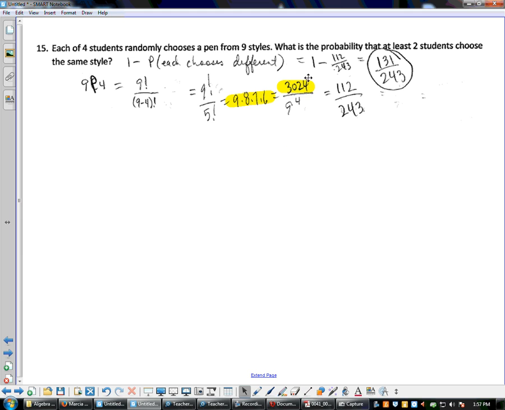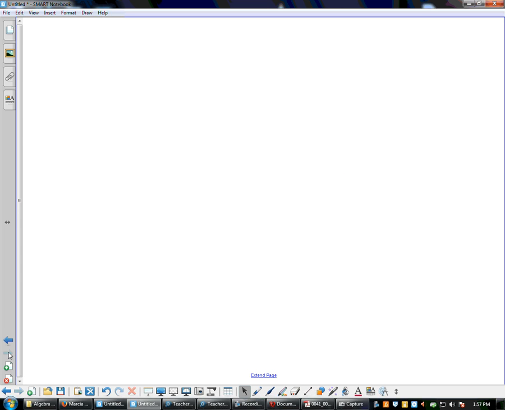So when we take 3,024 and divide by 9 to the 4th, we get 112 over 243. So that should be the probability that they each choose a different style. And then the probability that at least 2 students chose the same style is going to be 1 minus that, 112 over 243. So we are getting 131 over 243 as our answer.